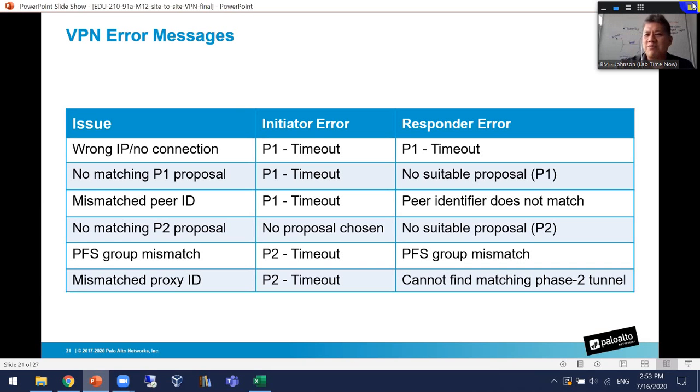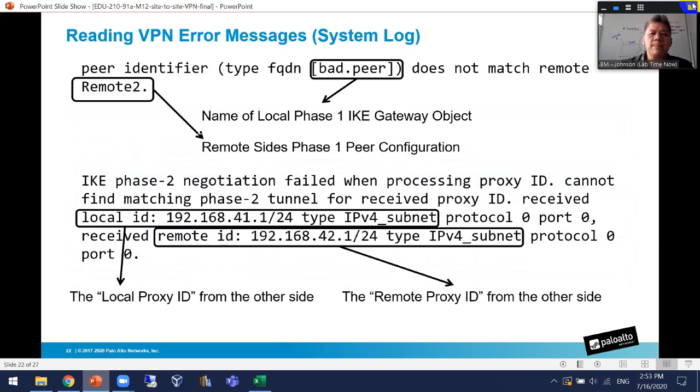Some of them, in case there are new things, they will give you the system log. Then you need to be able to qualify it. You have your local, and the other one is remote. Then on the log itself, they will show you the local ID and the remote ID.